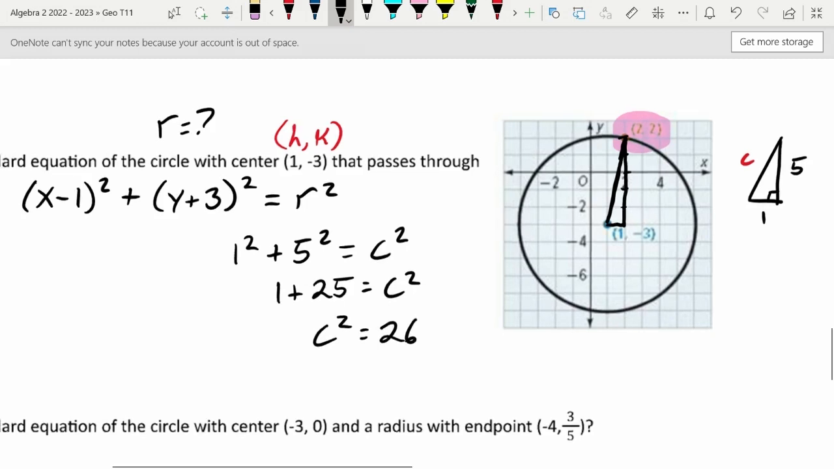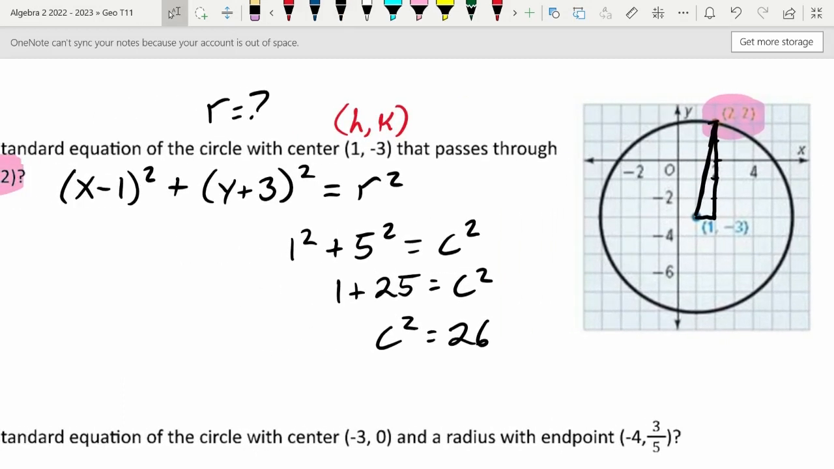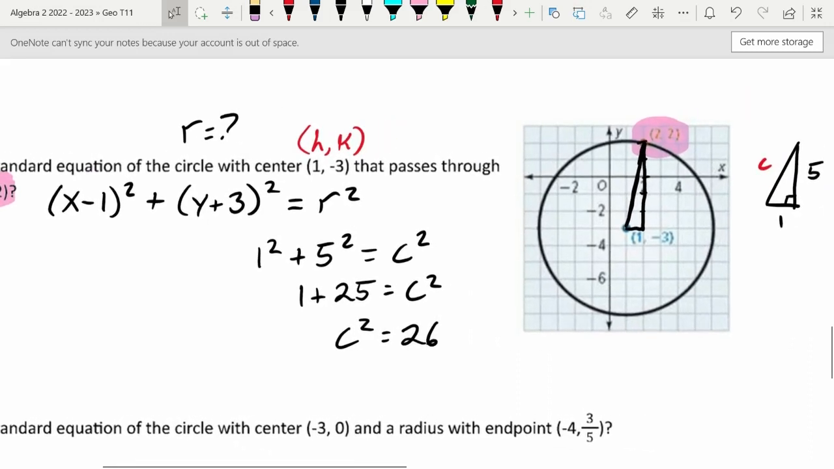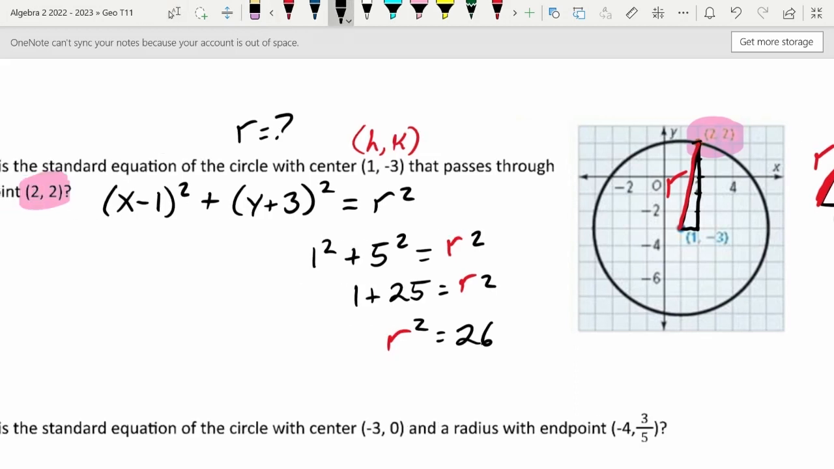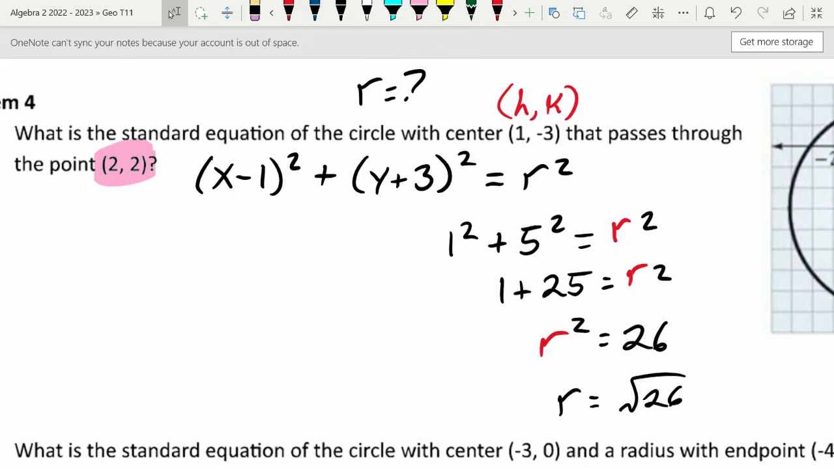Okay, hold on just a second. We just found the radius, which in our case we use the letter c. But what we could do is just consider that distance right here and right here in our triangle, well, that's r. So if we're solving for r squared, that's all we need to do. We could simplify this further and say that r equals the square root of 26, but we don't really need to, because all we need is r squared.